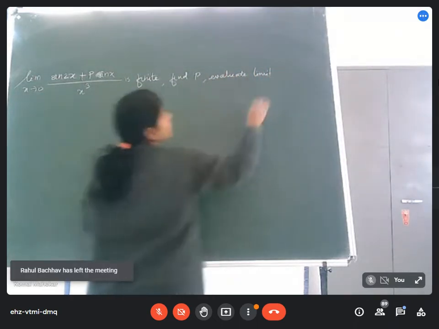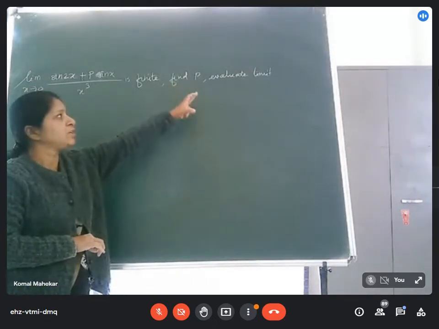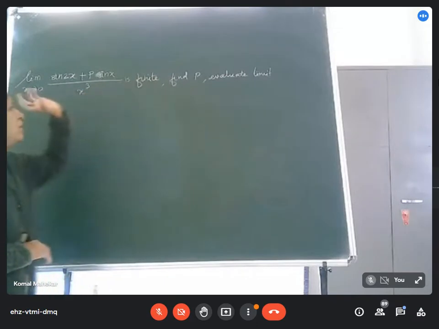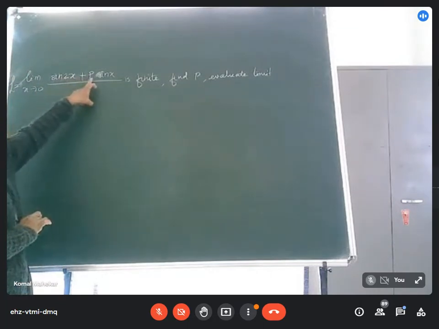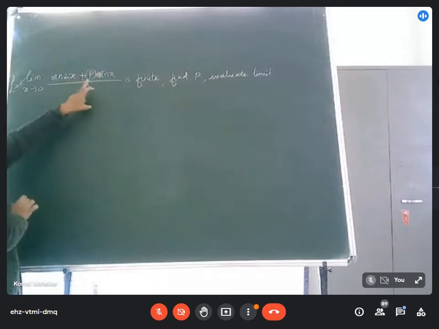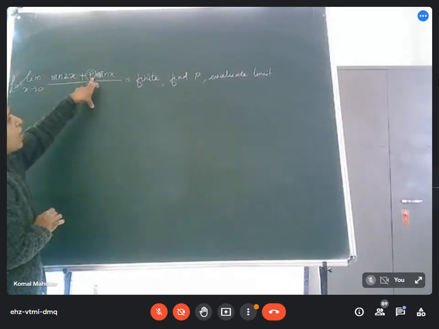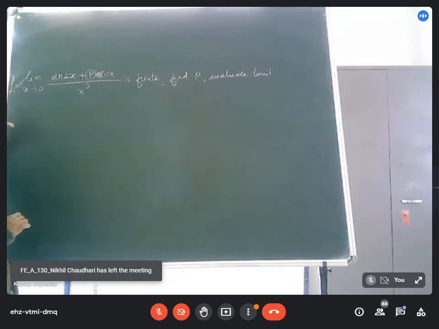We will find out the first p value and using that p we can evaluate the limit. Now see here, if you assume L is the limit of this function sine 2x plus p sine x upon x cube. P is constant here, so in the first step we will determine the value of p, and with the help of this p we can evaluate the limit L.